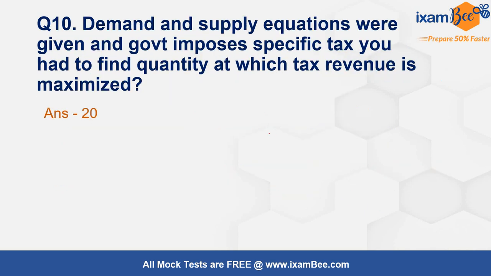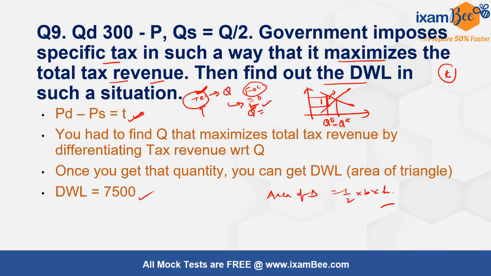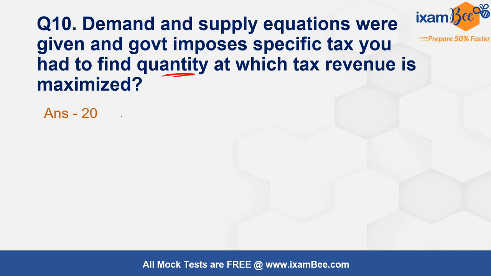Next, similar to the previous question, but here in this question you only had to find out the quantity which maximizes the total tax revenue. So we just had to stop at this point QT, and that would be the answer. For this particular question and demand and supply equations, quantity was coming out to be 20.